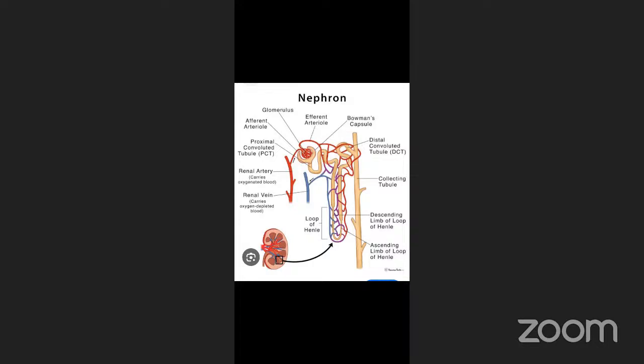Now we look at what is reabsorbed back into the bloodstream at the proximal convoluted tubule.